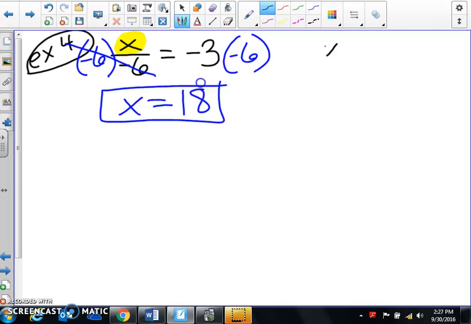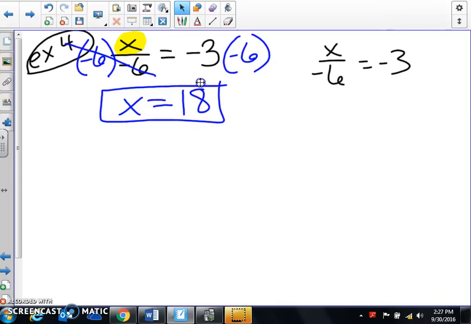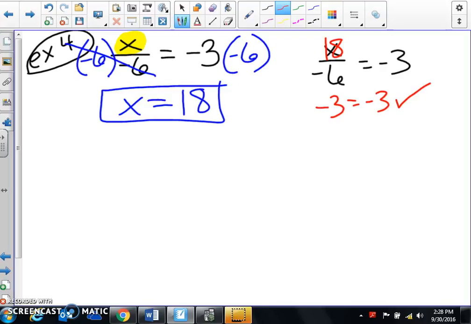Let's check it out. This is my original. Oops, not 16. Okay, I'm going to plug in that x is supposedly 18. 18 divided by negative 6 is negative 3. So negative 3 always equals negative 3. And that works out, remember, because that's the reflective property.